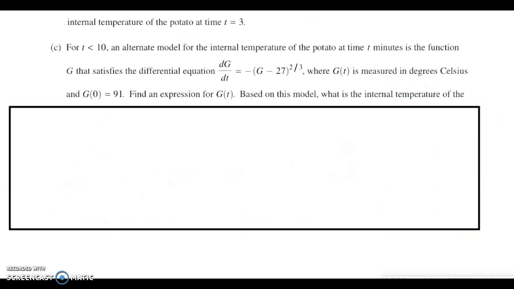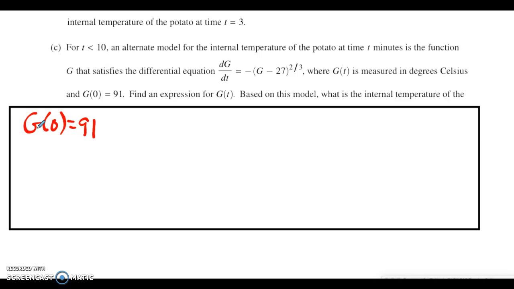And they've given me a different equation. It says for t less than 10, there's an alternate model for the temperature of the potato, where G is measured in degrees Celsius, and G of 0 still equals 91. Find an expression for G of t. So I'm solving this differential equation for G of t.